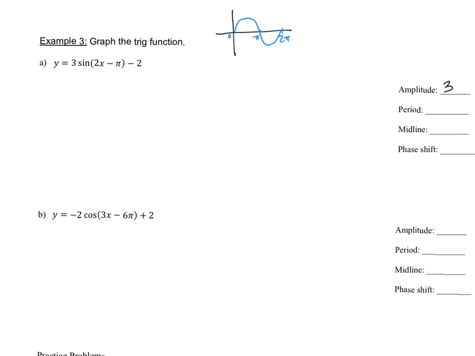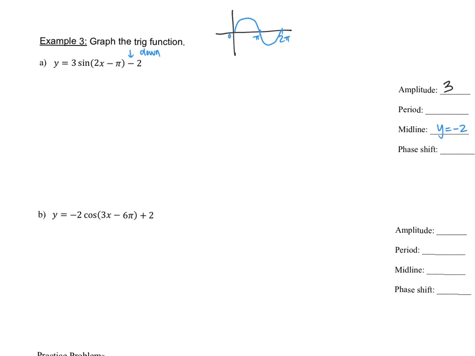And for my case here, I have a -2 on the outside, so that tells me my vertical shift, and this has a minus sign, so this is going down 2. So my midline is not going to be at 0, it's going to be at -2. The period here, let's take a look.